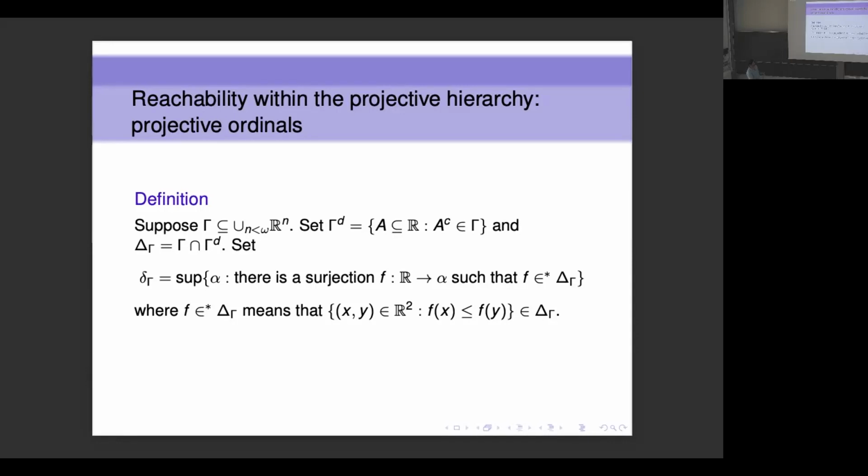Okay, delta sub gamma is the sup of trivial orderings that come from delta gamma. So you're looking at the least ordinal onto which you cannot surject the reals in a delta gamma way. And then there are these projective ordinals, boldface delta 1n.